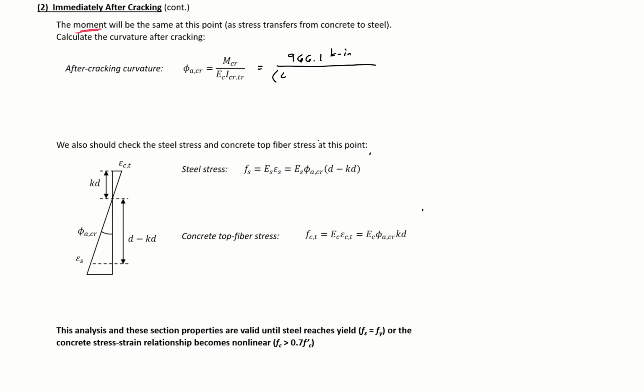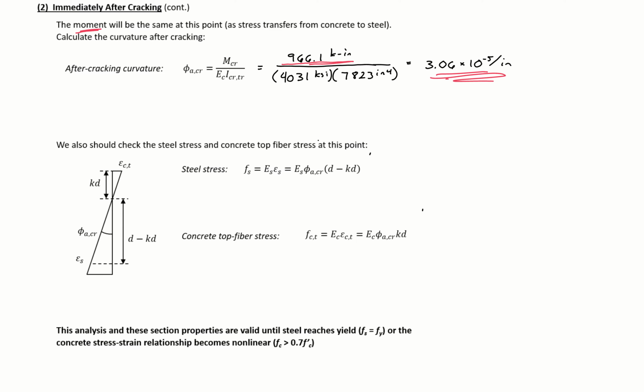Our E is 4,031 ksi, and our I cracked transformed is 7,823 inches to the fourth. So we can find our curvature here to be 3.06 times 10 to the negative fifth radians per inch. This would make our second point on our moment curvature diagram, with this curvature and our cracking moment of 966.1 kip-inches.